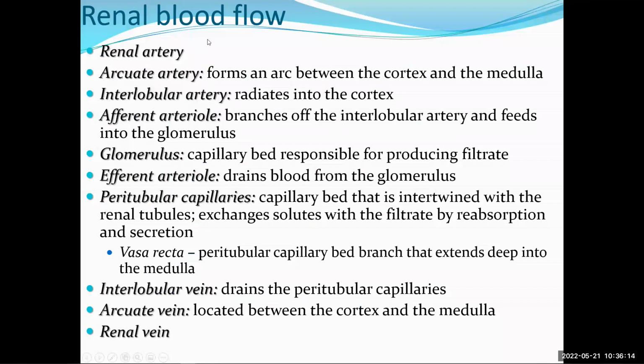All right, so here we're looking at the renal blood flow, and this is just showing the parts as it goes through from the arcuate to the interlobular, afferent arteriole, glomerulus. So the afferent, this is leaving the glomerulus, and then the efferent, this is the one that drains the glomerulus itself.